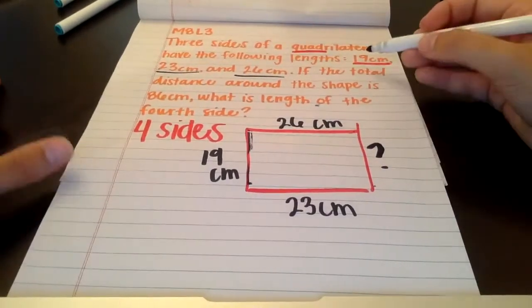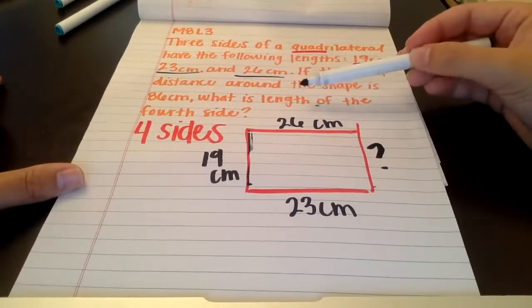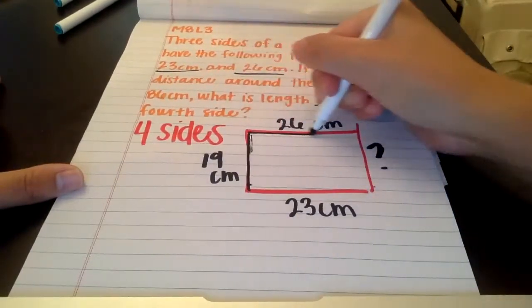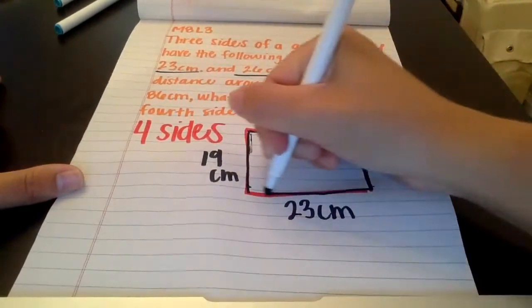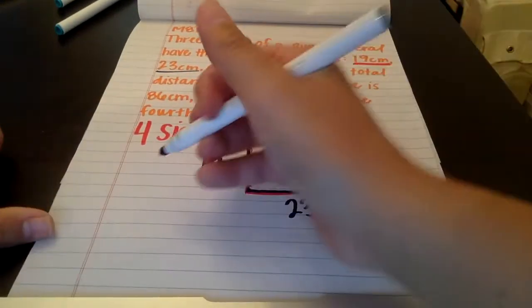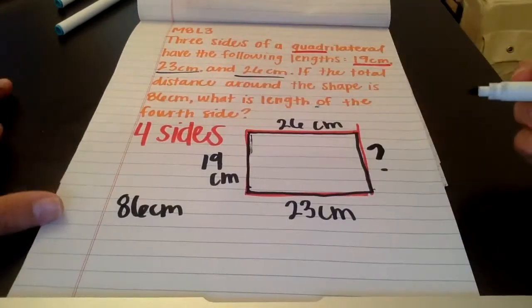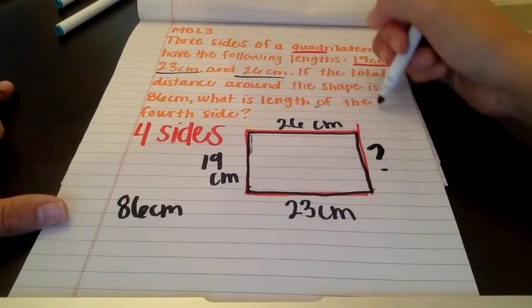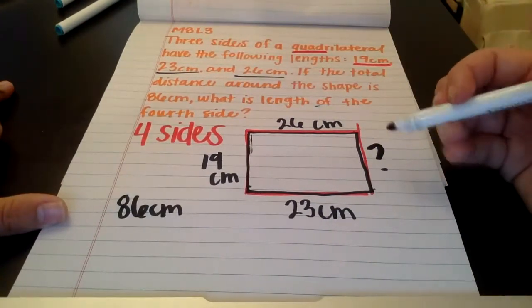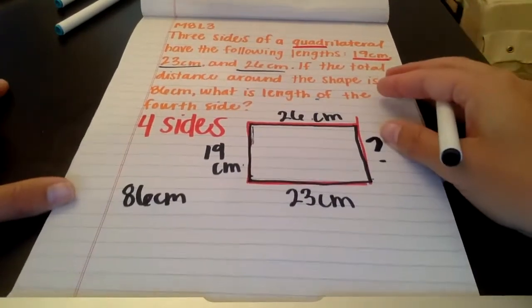Okay, so the first thing we need to do is read the question again. If the total distance around the shape is 86 centimeters, that means if you go all the way around the shape, that whole line, if we could take that apart and stretch it all out, it would be equal to 86 centimeters total. Now, what is the length of the 4th side? So the first thing that we need to do is find out the length of these 3 sides together. So let's find that out.